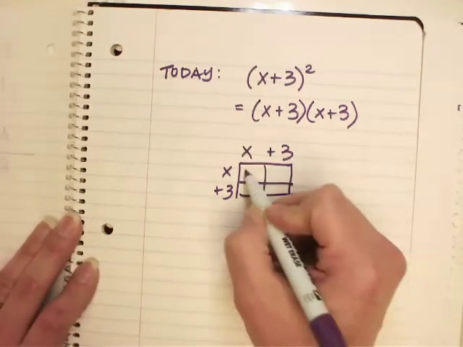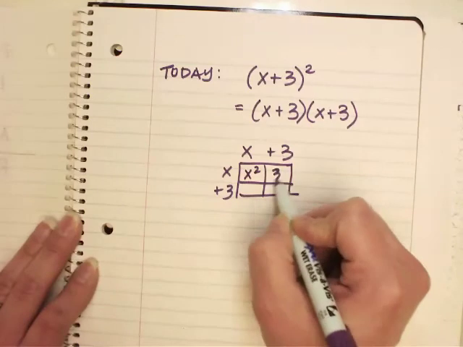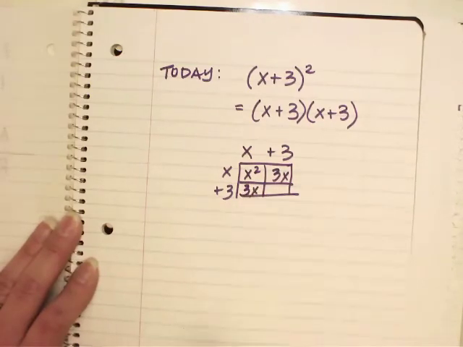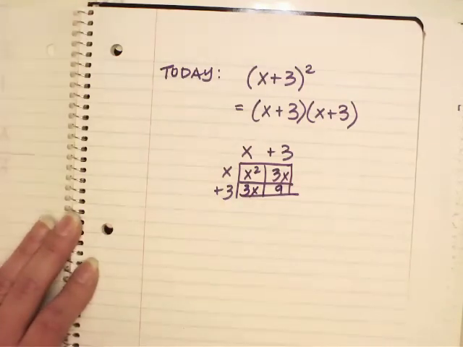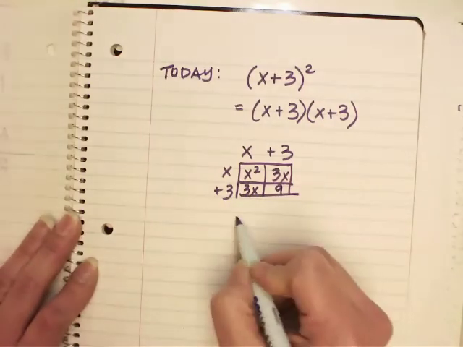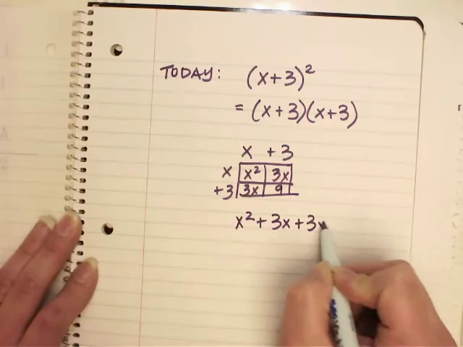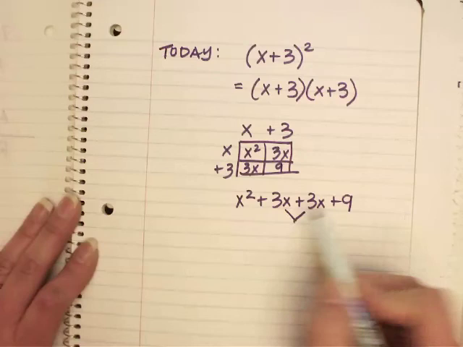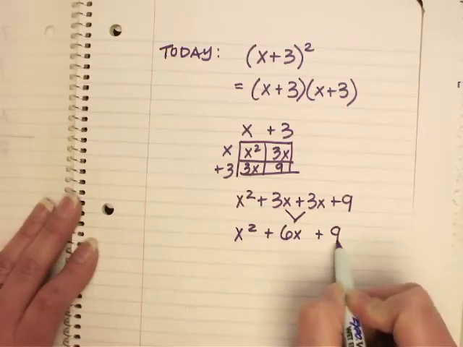Let me go ahead and fill in my boxes here. X times x gives me x squared. X times 3 gives me a positive 3x. 3 times x gives me another positive 3x. 3 times 3 gives me a positive 9. Now let's take a look. We've got x squared plus 3x plus another 3x plus 9. And if I collect my like terms together, I get x squared plus 6x plus 9.